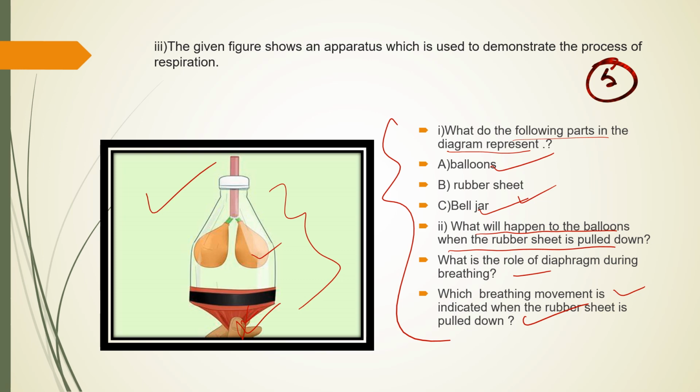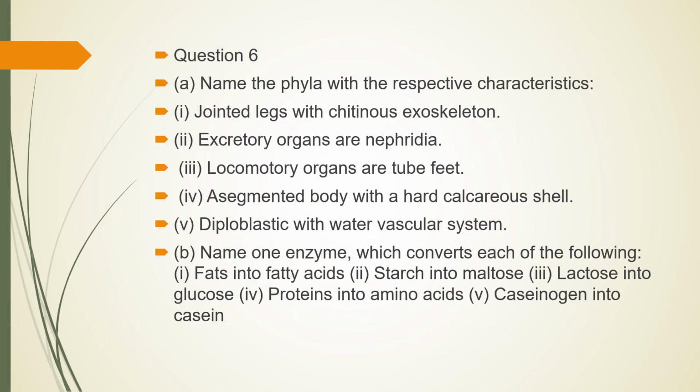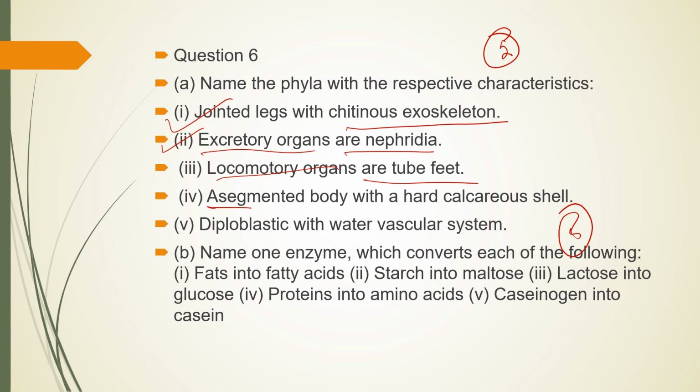Now we will move on to the next question. Question number 6. This total question is also having 10 marks. So 5 marks in this part and 5 marks in this part. The first question is name the phyla with the respective characteristics. The phyla which is having jointed legs and chitinous exoskeleton. The phyla which is having excretory organs as nephridia, locomotory organs as tube feet, a segmented body with a hard calcareous shell.